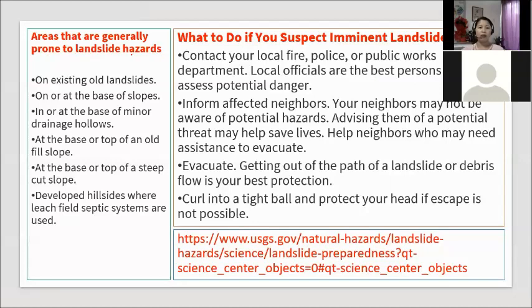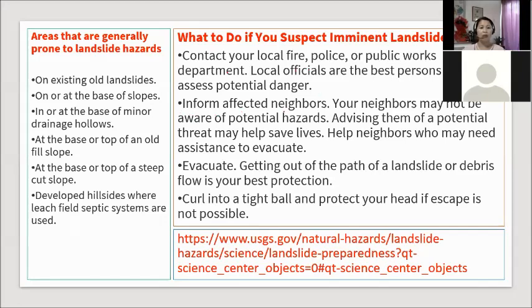Next, what to do if you suspect imminent landslide danger. So first is to contact your local fire, police, or public works department, our local government, yung mga barangay, no? So local officials are the best persons able to assess potential danger. Kasi yung sa mga barangays, merong naka-assign dyan para sa in case of mga landslide. May naka-assign dyan mga DRRM, Disaster Risk Reduction Management.